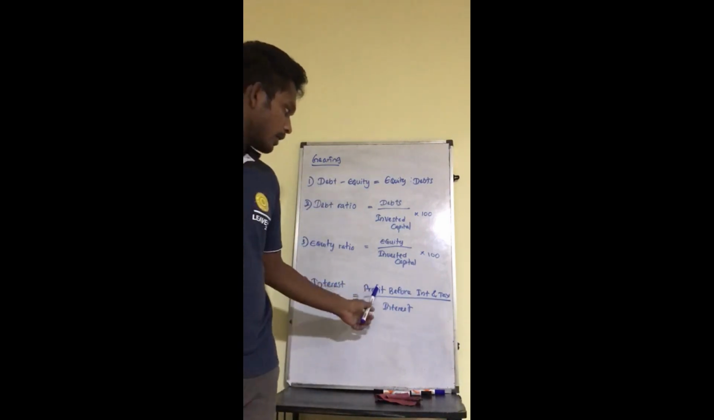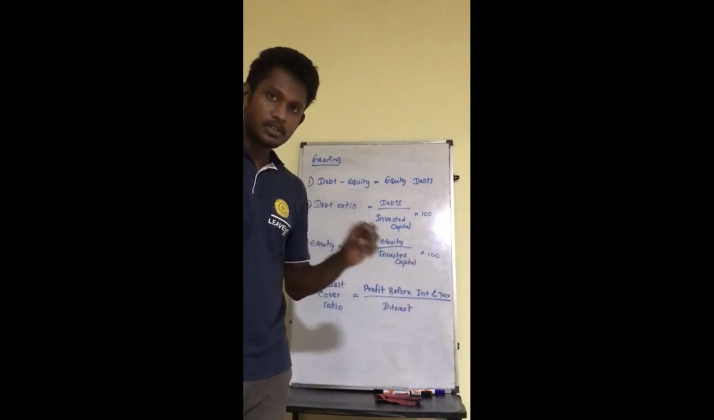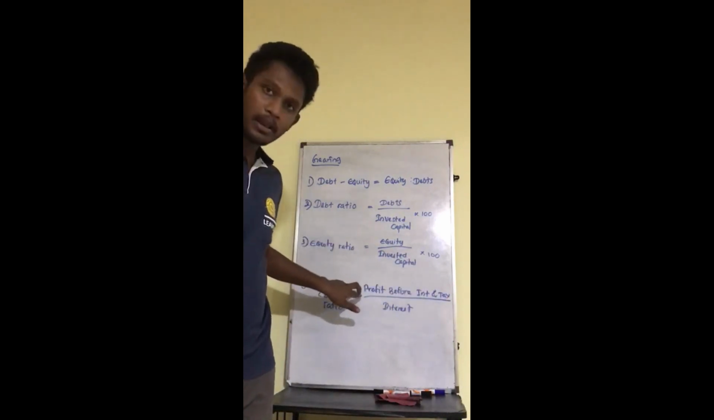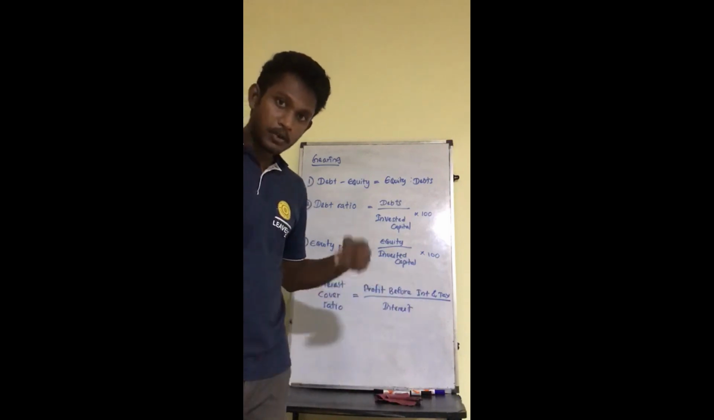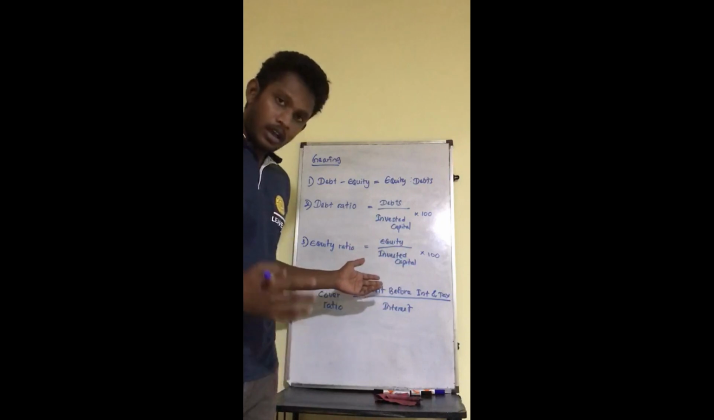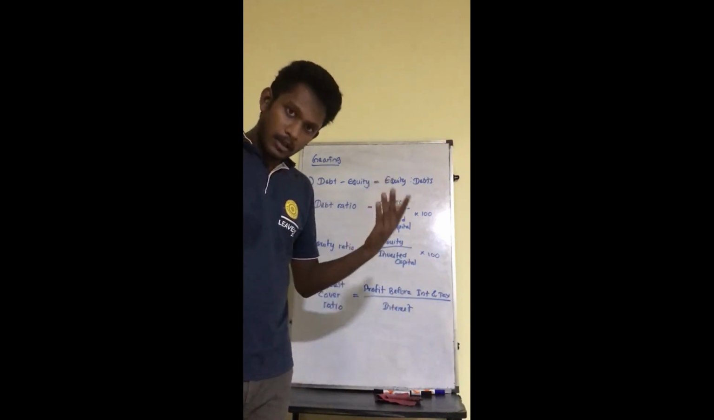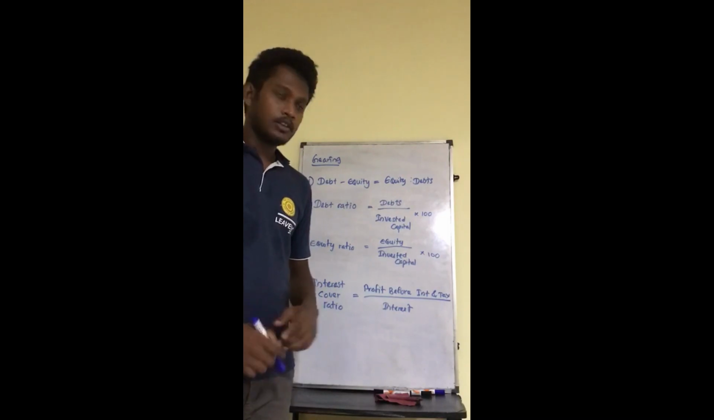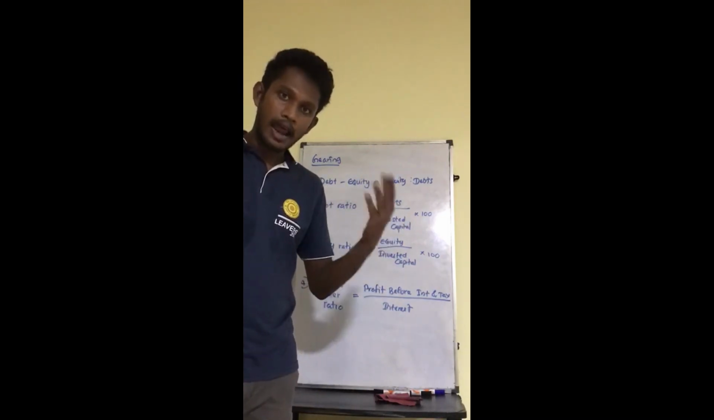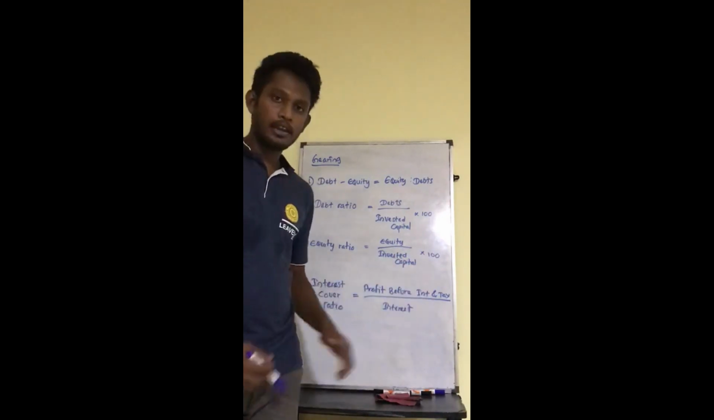So for that you have to take profit before interest and tax. If you check the income statement, you won't be able to find a name like profit before interest and tax, but you can find profit after tax or profit before tax. So go in reverse. If you have the profit before tax, add interest expense. If you have the profit after tax, add income tax and interest expense. That should be divided by interest.